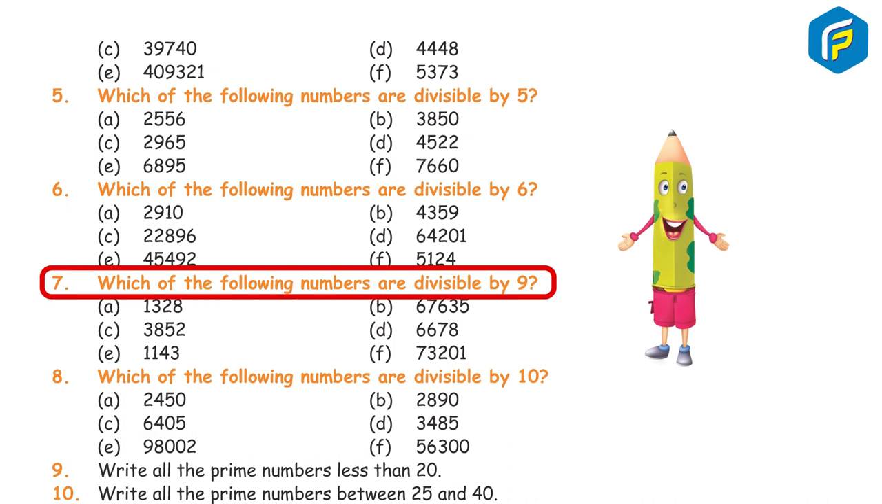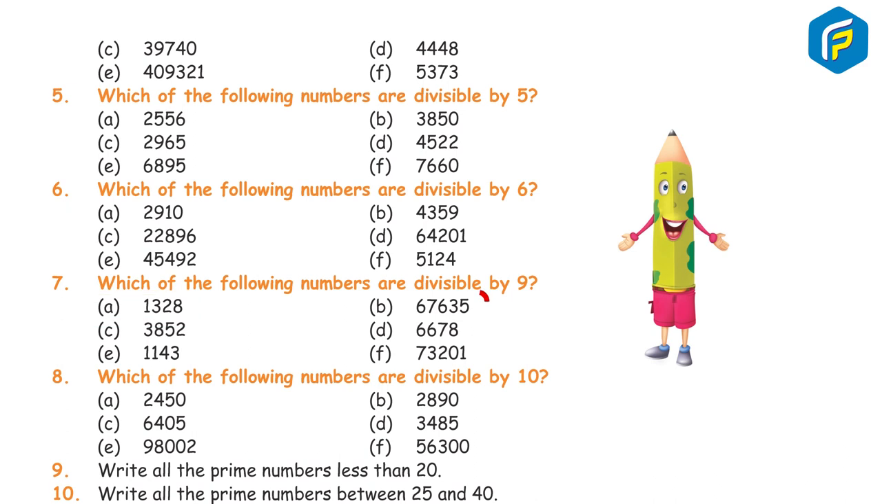Question 7. Which of the following numbers are divisible by 9? A. 1328. B. 67635. C. 3852. D. 6678. E. 1143. F. 73201. Answer: B, C, E.